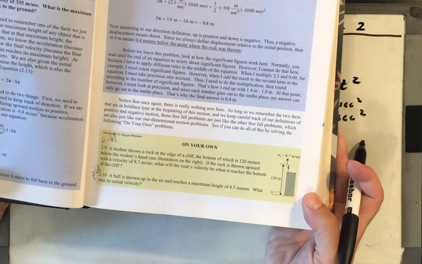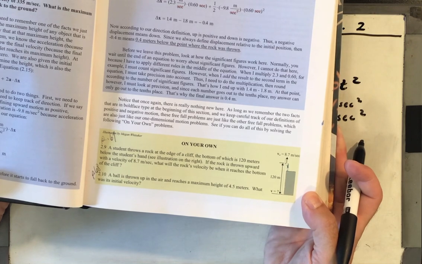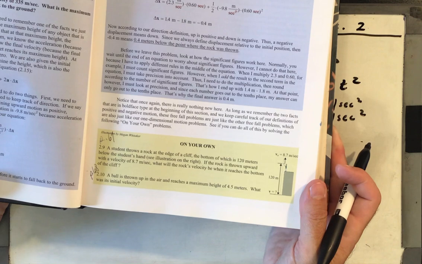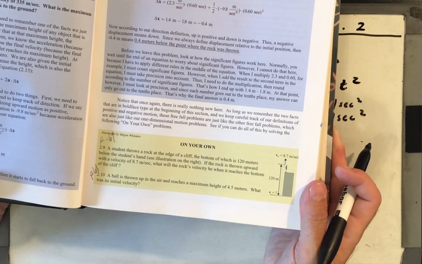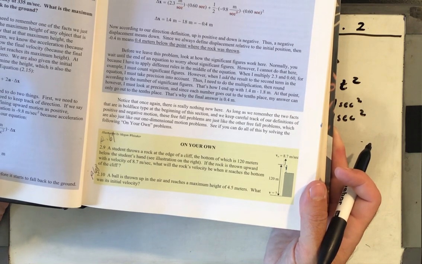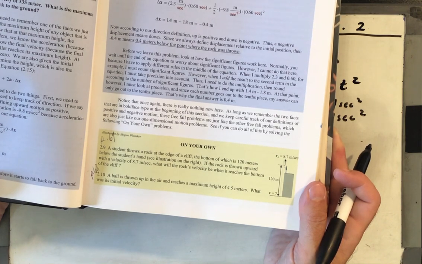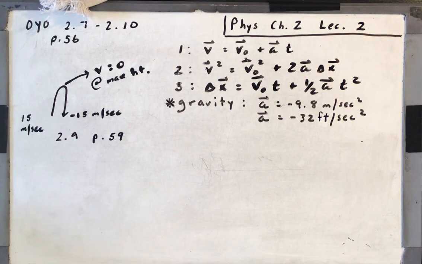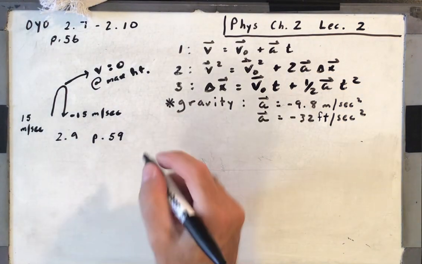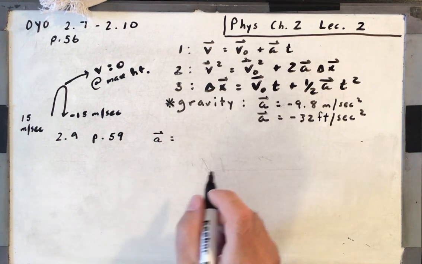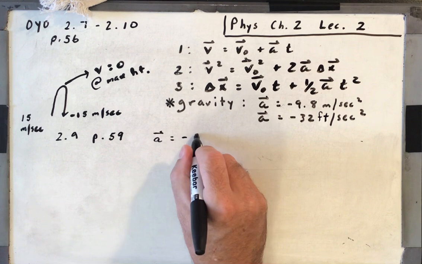It says a student throws a rock off the edge of a cliff, and you have the drawing here, the bottom of which is 120 meters below the student's hand. If the rock is thrown upward with a velocity of 8.7 meters a second, what will the rock's velocity be when it reaches the bottom of the cliff? Okay, let's just write down what we know. So we're in meters, so we know acceleration due to gravity is going to be negative 9.8.